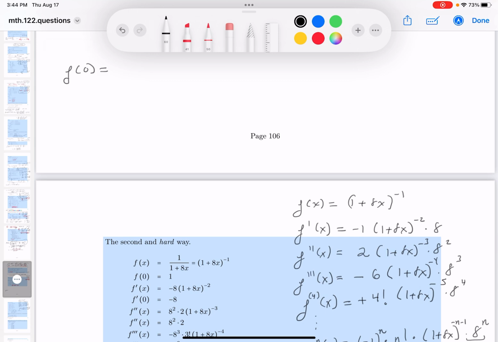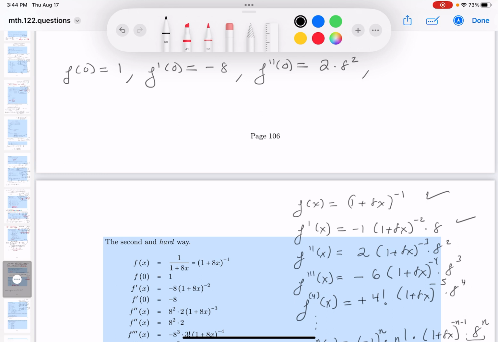That's going to be what? F of 0 is just going to be 1. Let's write down f prime of 0. And again, we're looking at these things over here. That looks like minus 8 to me. F double prime of 0. Again, I'm looking at it, and what do I notice over there? I notice there's a 2 and an 8 squared. I'll put this down.